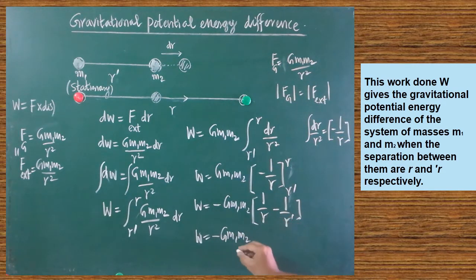Here this r can be brought down. Are you clear? This minus sign will go inside. That one becomes plus. Therefore, G m1 m2 divided by r dash. In that format we can write.